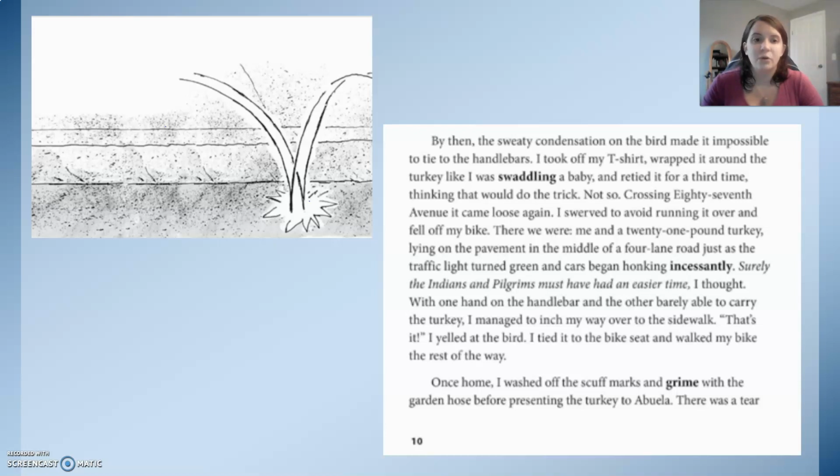Not so. Crossing 87th Avenue, it came loose again. I swerved to avoid running it over and fell off my bike. There we were, me and a 21-pound turkey lying on the pavement in the middle of a 4-lane road, just as the traffic light turned green and cars began honking incessantly. Surely the Indians and pilgrims must have had an easier time, I thought. With one hand on the handlebar and the other barely able to carry the turkey, I managed to inch my way over to the sidewalk.